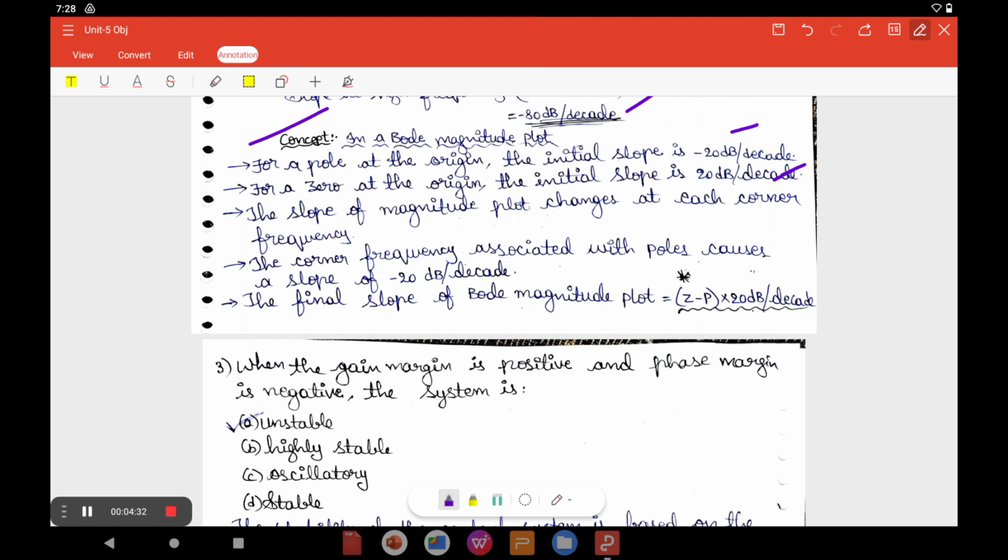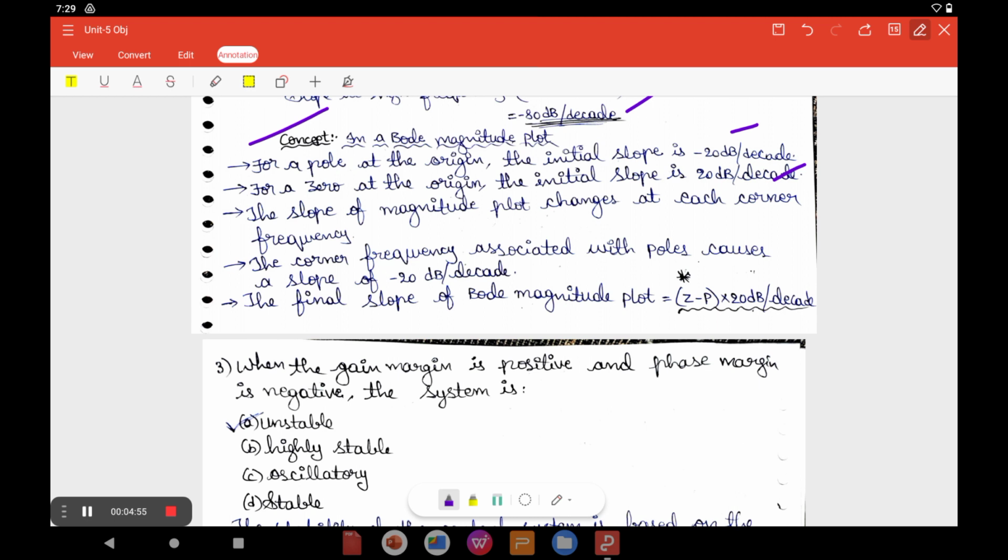The corner frequency is the frequency at which the asymptotes meet at a point. We can also define corner frequency in the case of the polar plot: it is the frequency at which the plot changes its coordinate. That is also one more important point.